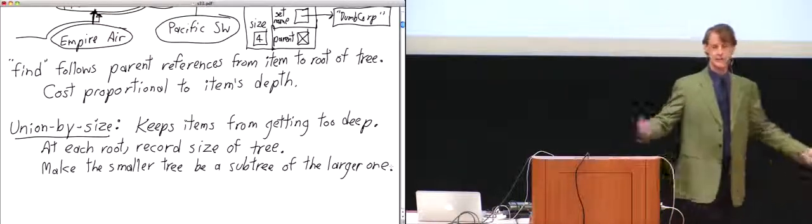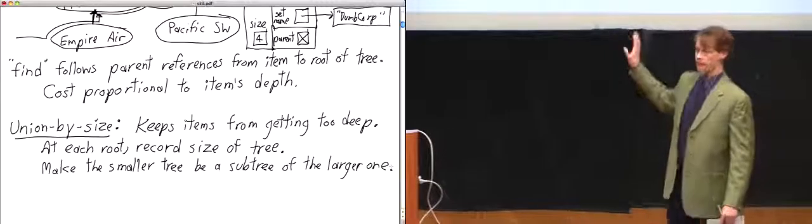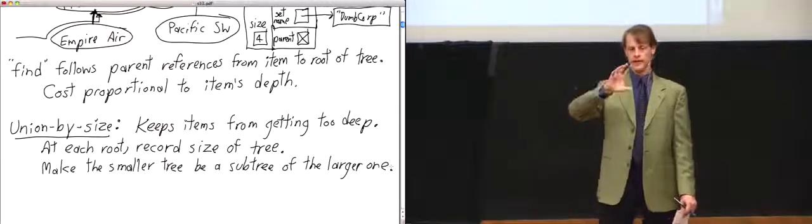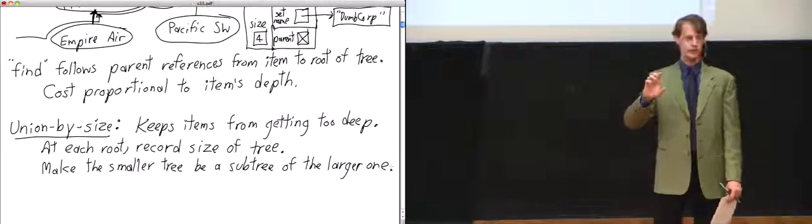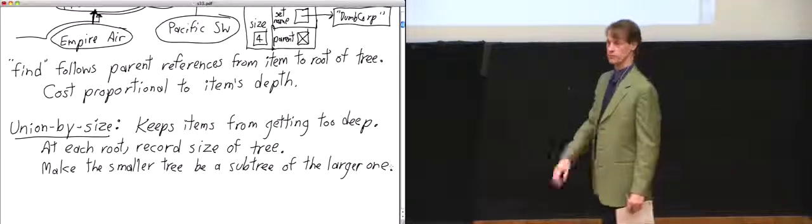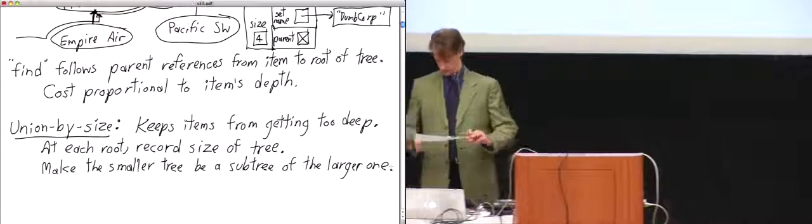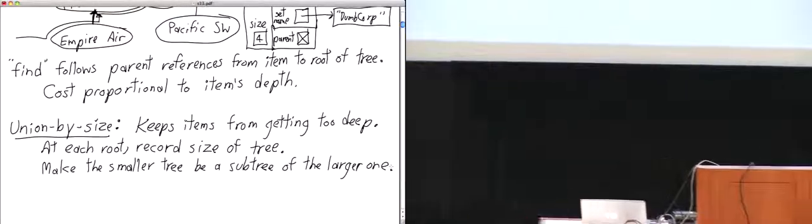If there's a tie, you just break the tie arbitrarily. It doesn't matter. The effect of this is that the height of a tree can only grow logarithmically in the number of items. And I'm not going to show you that now, but your TAs will show you why in discussion section next week. Any questions about union by size?